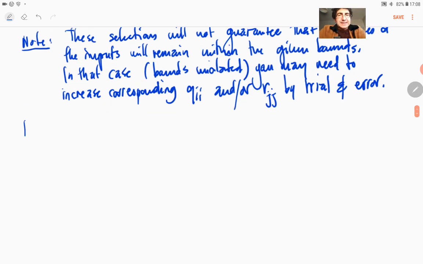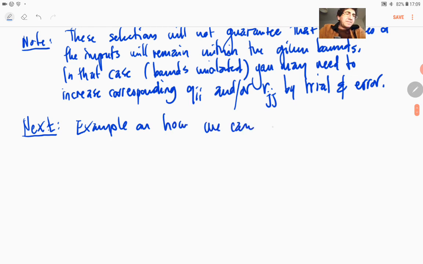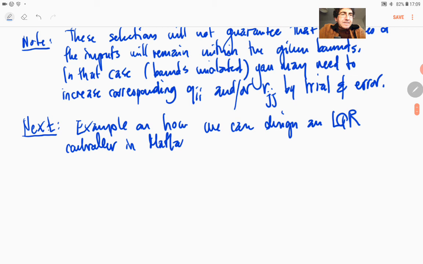Okay. So as a next step, I will try to switch to my computer. Example on how we can design an LQR controller in MATLAB. Okay, so that's going to be my next discussion, and I want to do it not on my tablet but on my computer and try to record that example and how we can play around with some of the facilities in MATLAB.